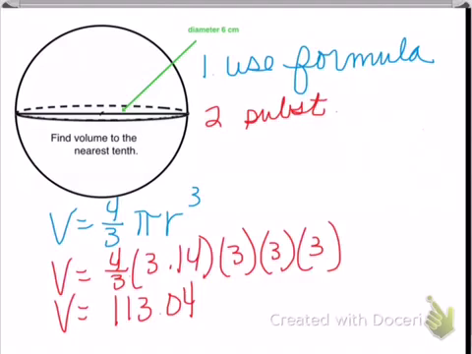And my last step then is going to be to go ahead and round that. So step 3 was multiply, and step 4 then is to round. So I'm going to label that in green, and I end up with 113.0, the 0 being a significant digit to show that I've rounded to the tenths, and my label being in cubic centimeters.